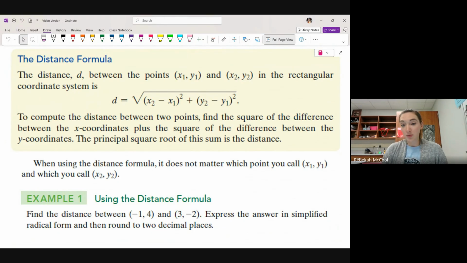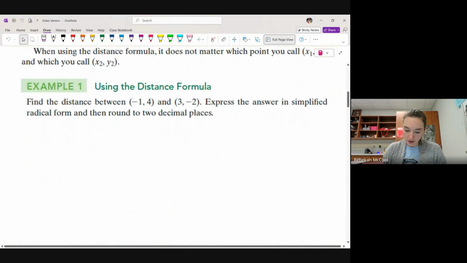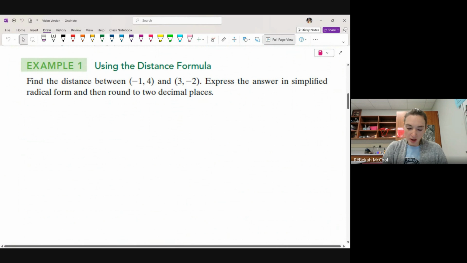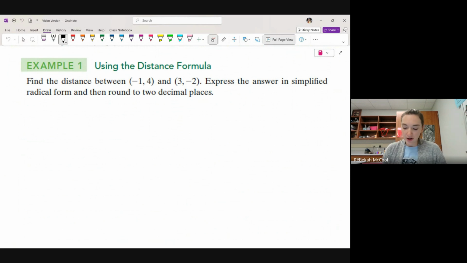And then again, we're using the principal square root, so the positive version of the radical. And since we're squaring those differences, it really doesn't matter what order we put them in, because we're always going to get something back that's positive. So we want to find the distance between these 2 points, and we want to put our answer in simplified radical form as well as a rounded form.